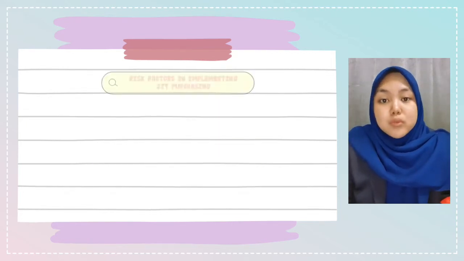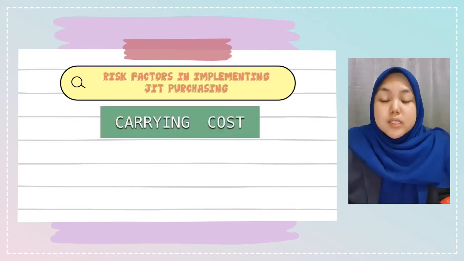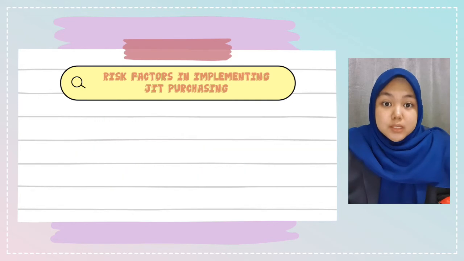However, there are two risk factors that need to be considered before implementing JIT purchasing. First one is carrying costs. Carrying costs are expenses related to storing unsold goods. In other words, it is an additional cost incurred in order to store a lot of inventories, where the more stock that you have, the more space or storage you need.